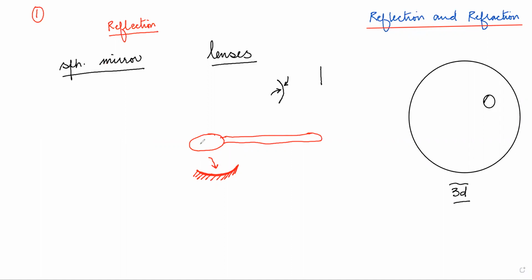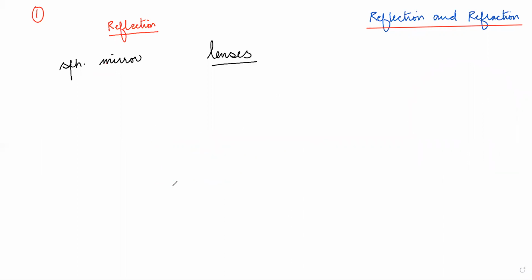In case the portion which is going inside is painted and we remove this portion, and the other portion which is bulging out becomes the reflecting surface, then this spoon represents a convex mirror. So having understood convex and concave mirror, students, now we define a few important things.